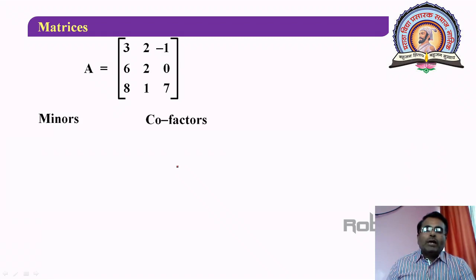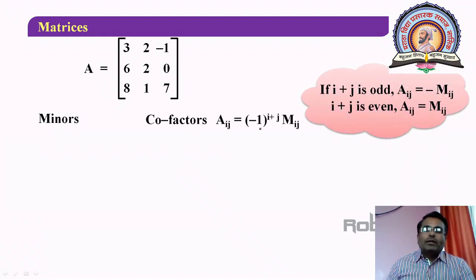So find the minors and their cofactors. We know that the cofactor Aij is equal to minus 1 raised to i plus j into Mij. So if i plus j is odd, then you get a negative sign. If i plus j is even, you get the positive sign, that is, no sign change there.